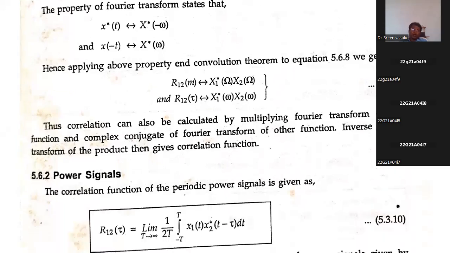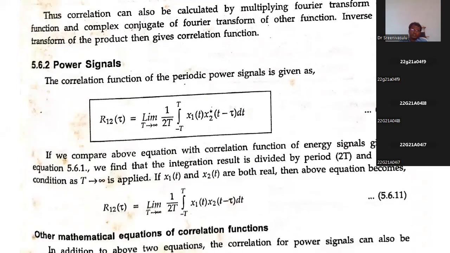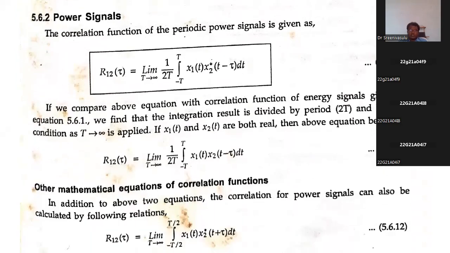Okay. Now, the concept of correlation applied to power signals. We know what is meant by a power signal. We know one statement: most periodic signals are power signals. So the signal is a periodic signal, and it is going to be repeated with some fundamental period. So power signal means we are applying this concept for periodic signals.